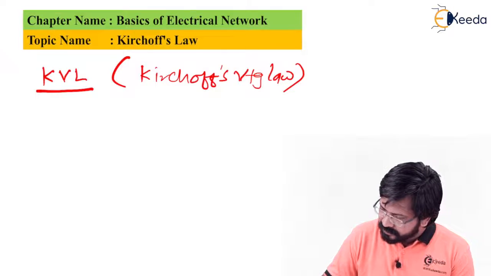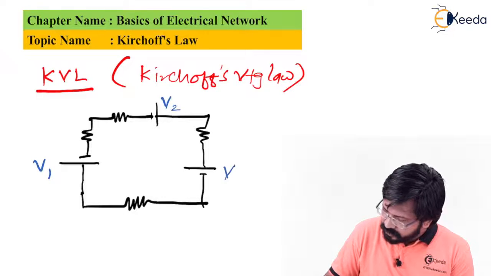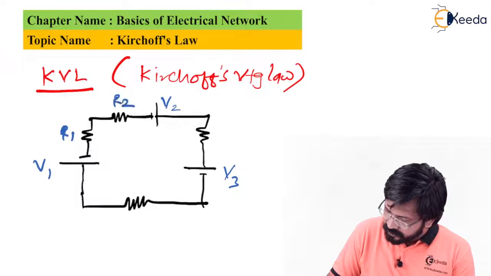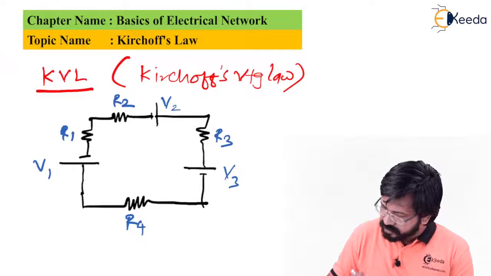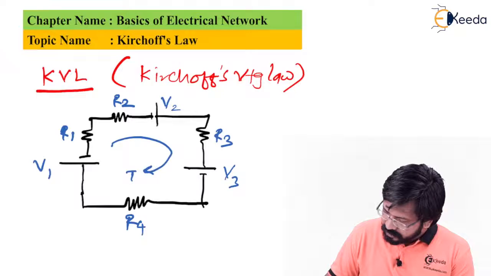Suppose I consider this type of loop, assuming voltages here V1, V2, V3, let us assume resistances R1, R2, R3 and R4, and let us assume some loop current here, I.